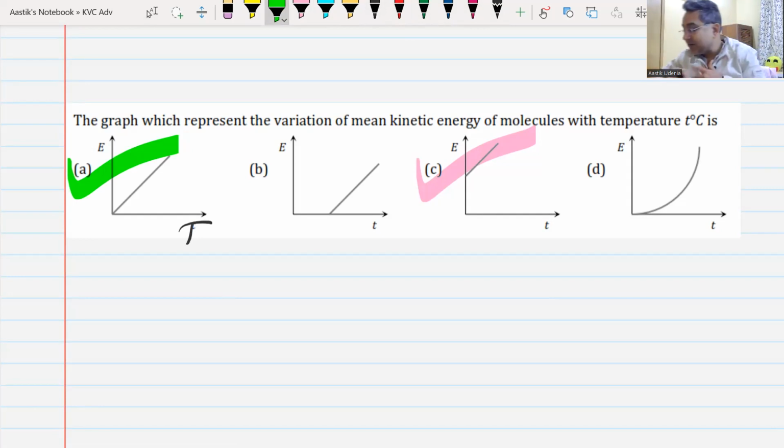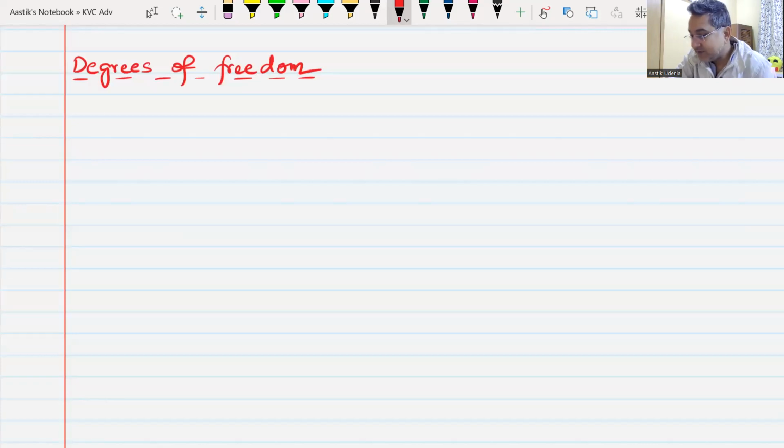Then we welcome ourselves to the next heading of this chapter. Degrees of freedom. How many degrees of freedom do you have? Are you free? Do you have freedom? India is a democratic country. We are free. We have fundamental rights. What about the gas molecules?